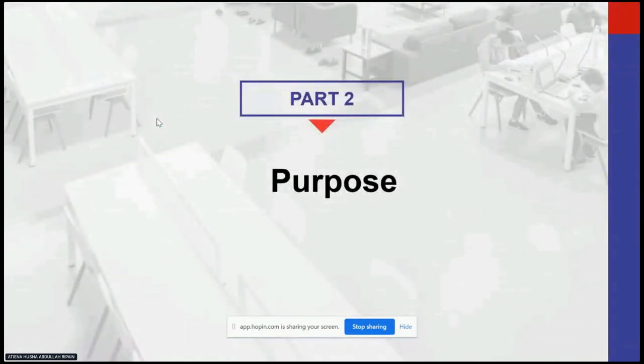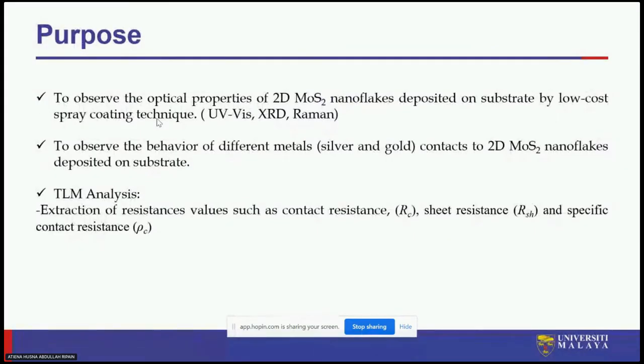So moving on to the purpose. The first one, we want to observe the optical properties of spray 2D MoS2 nanoflake by using a spray coating. And the characterization that we did is UV-Vis, XRD, and Raman. The second one is we want to observe the behavior of different metal, which is silver and gold contact to 2D MoS2 nanoflake deposited on substrate. And the last one is the TLM analysis. We want to calculate the resistance value such as contact, sheet, and specific contact resistance.